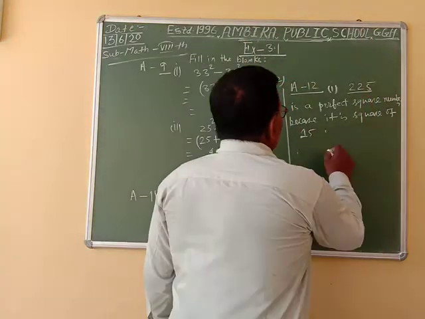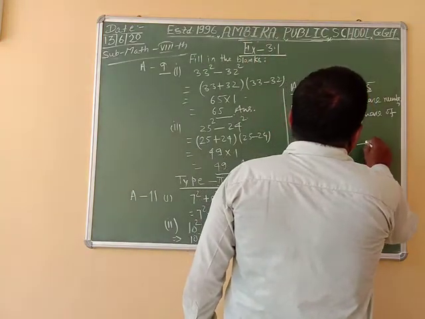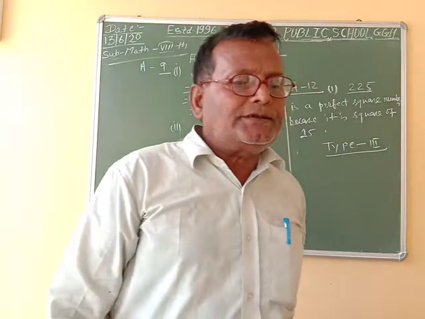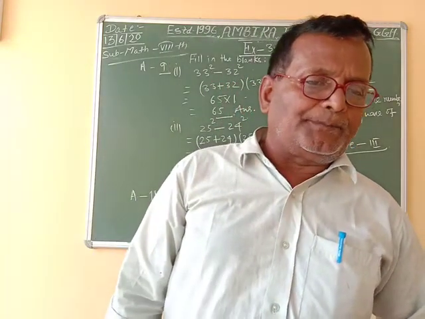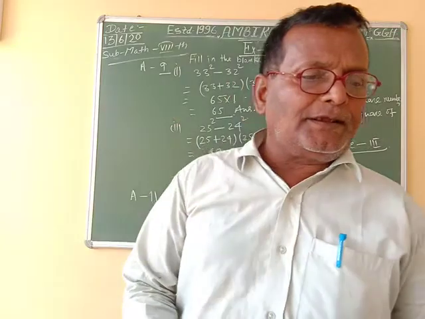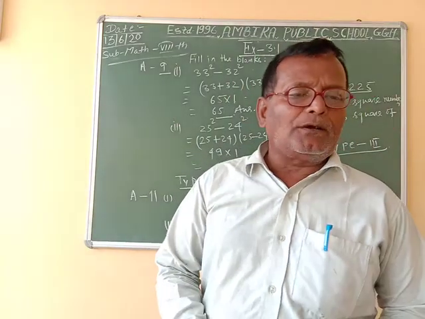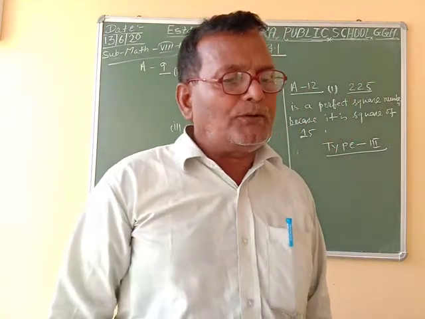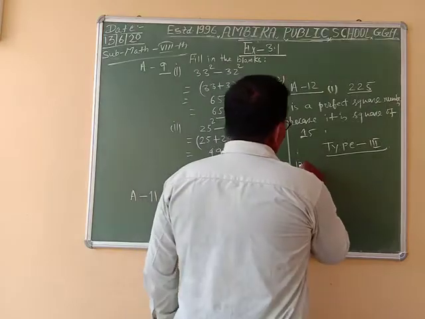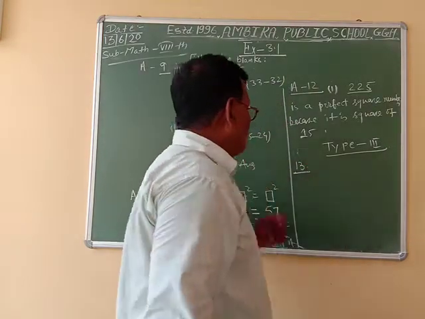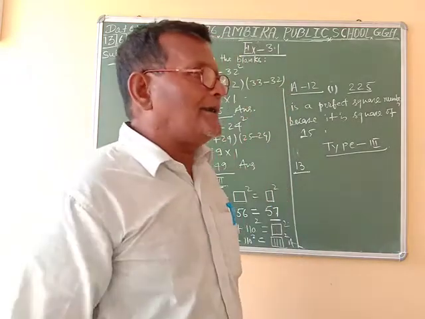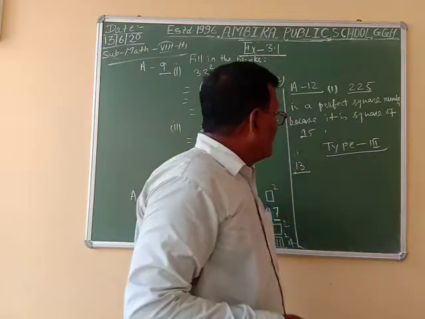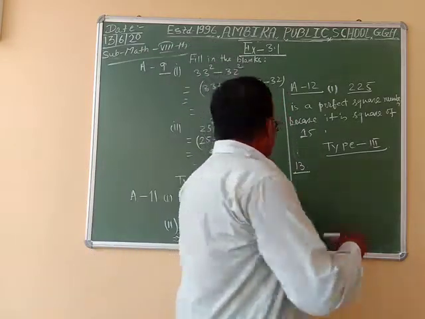In type 3, which of the following triplets are Pythagorean triplets? In the first question, three numbers are in a Pythagorean triplet if the sum of the squares of two numbers is equal to the square of the third number.